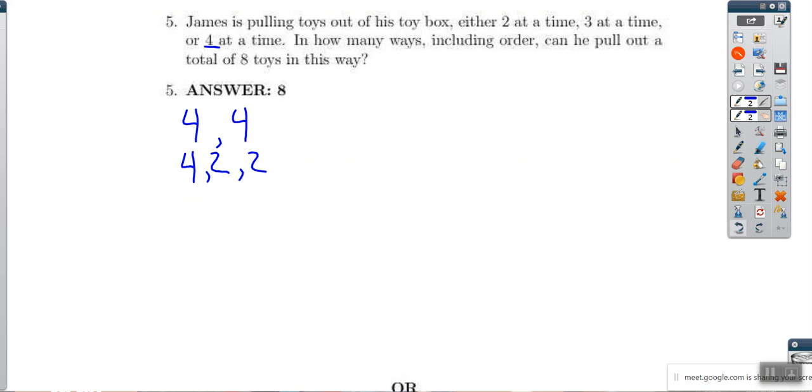All right, so then let's start with 3. So we could go 3, 3, that would be 6 and 2, right? You can also do 3, 2, 3, and 2, 3, 3. You can also do 2, 4, 2, and 2, 2, 4, because it's including order.